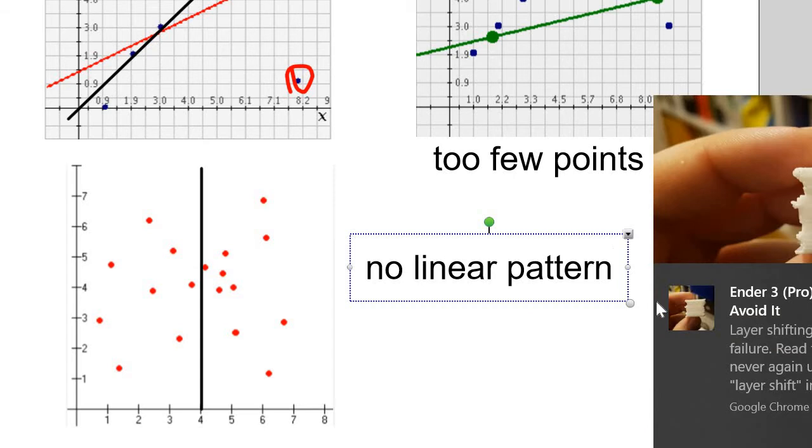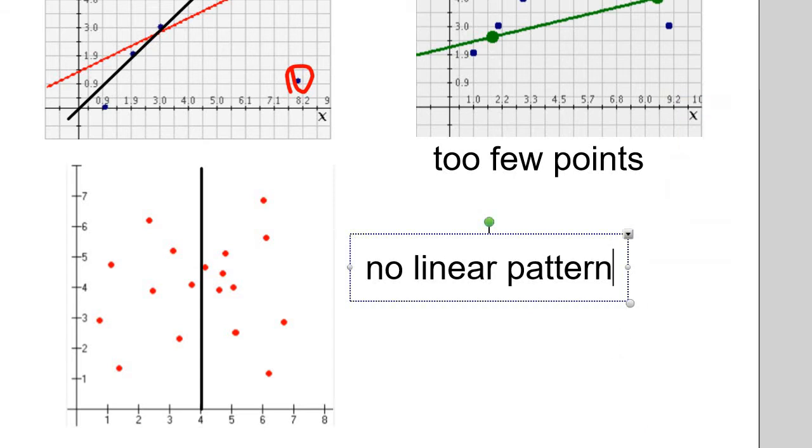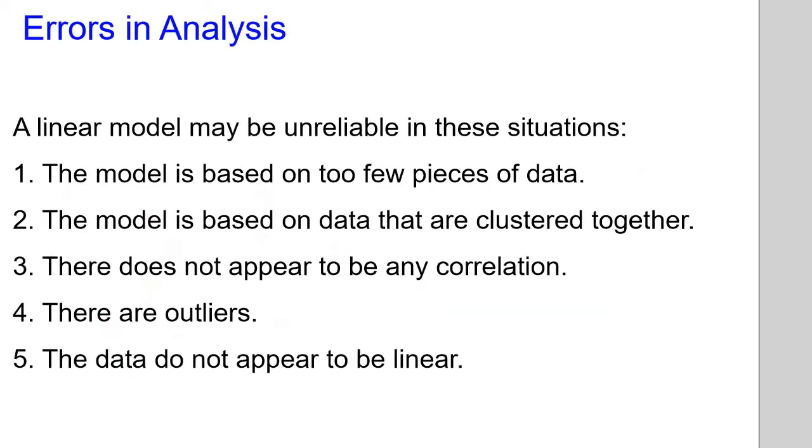There's no linear pattern. So now let's talk about errors in analysis. What kind of errors can we have in our analysis of a linear model?